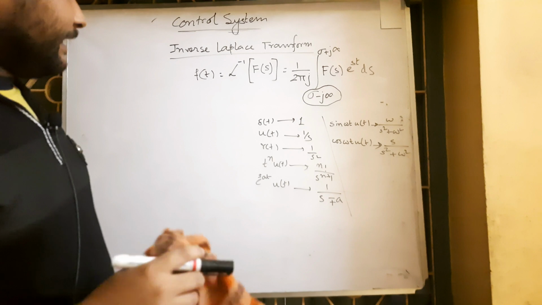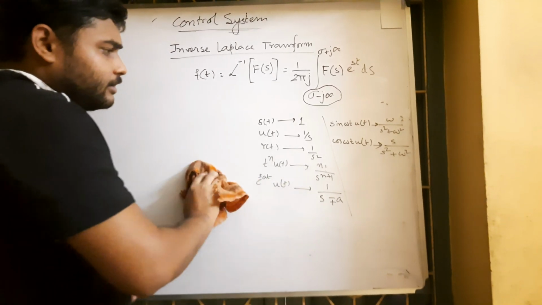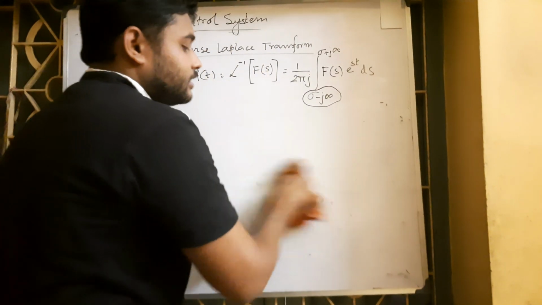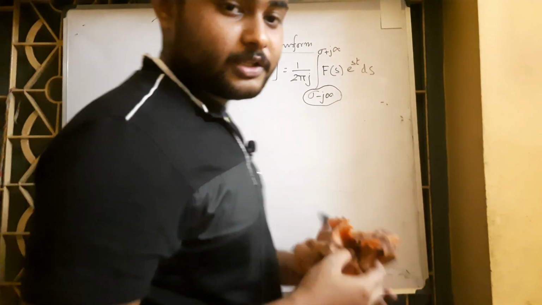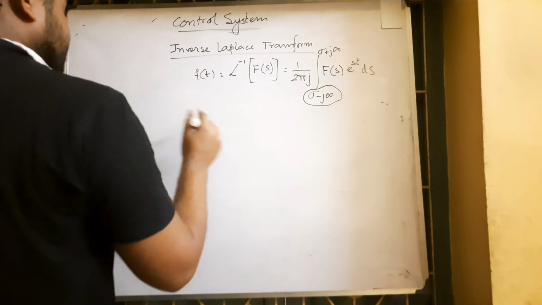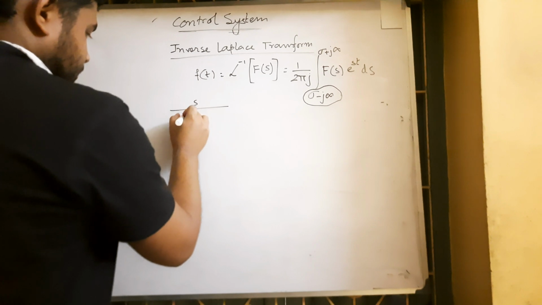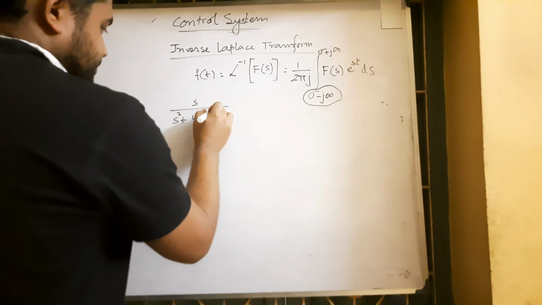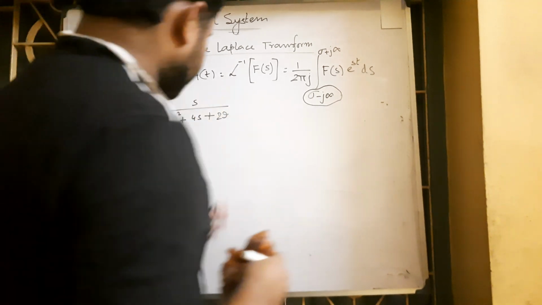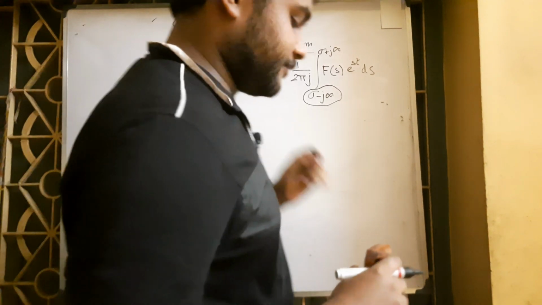Now let us take some example. We will not use this formula, rather we will just see whether we can use the standard functions or not. So let us take one example, maybe s by s square plus 4s plus 29. This is F(s), and we need to compute f(t). How are we going to do it?